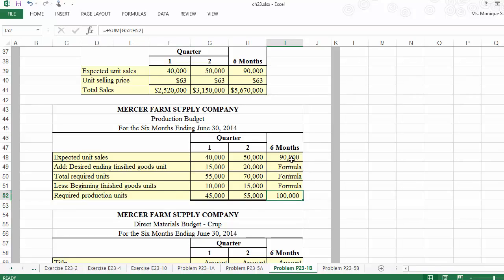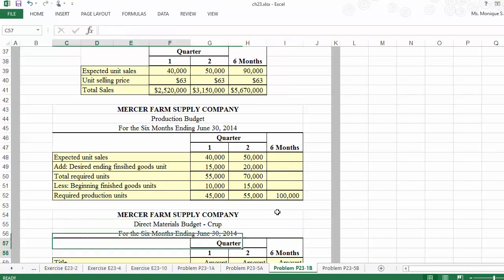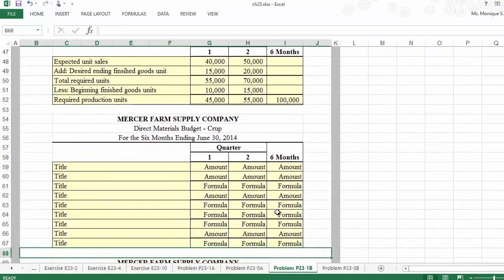Okay, and you don't really need to fill in the rest of this. You can just simply put 100,000 here, your total, but you could do the reconciling amounts. Just keep in mind it would be the ending finished goods for the 6-month period rather than the quarter, and then the beginning finished goods inventory for the 6-month period. So that concludes the production budget, our second budget.